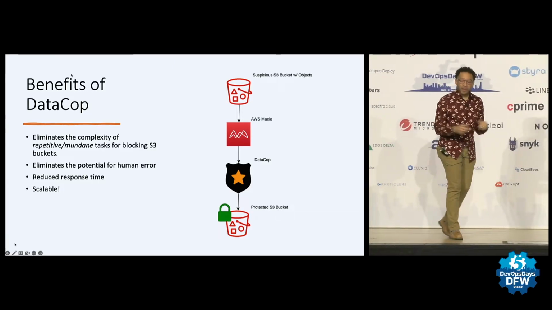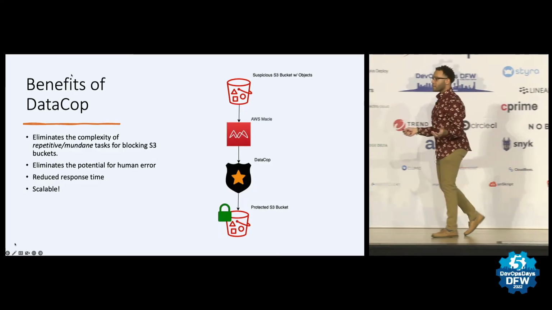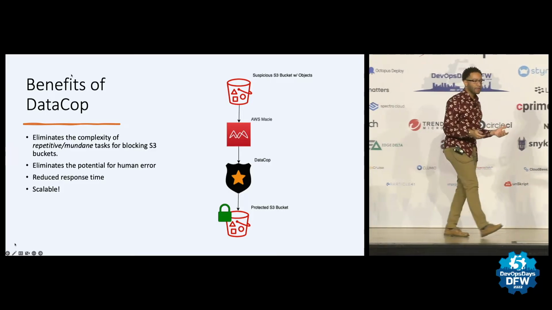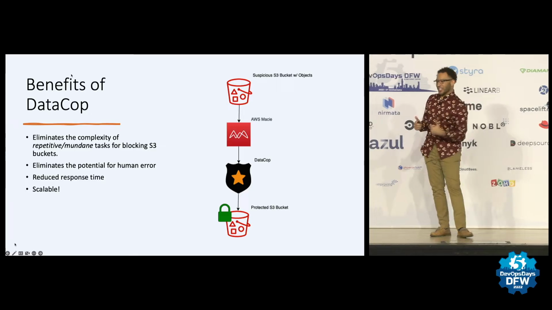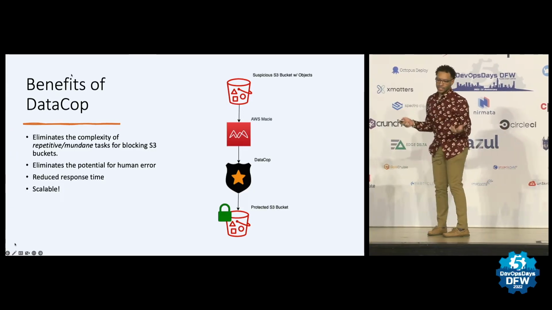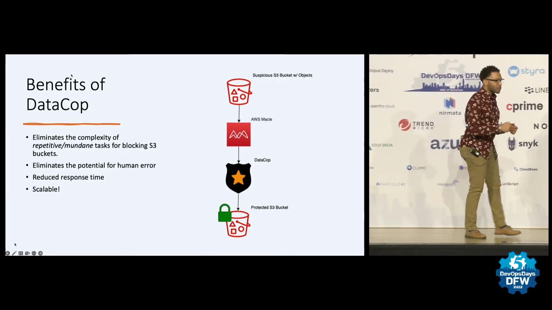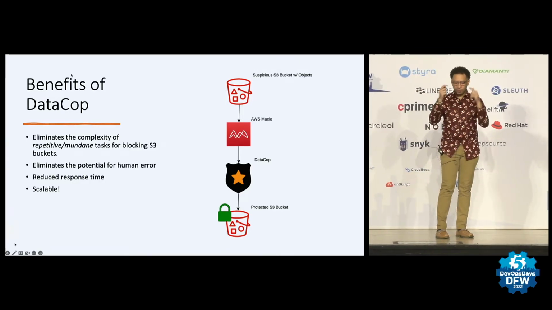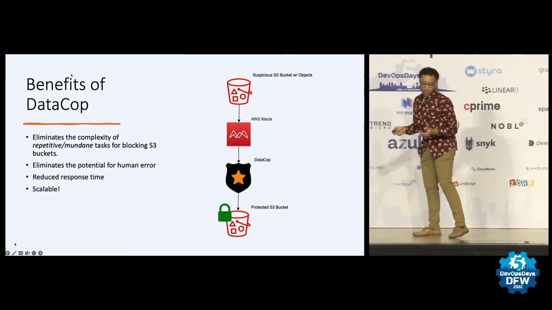The benefits of DataCop is that it eliminates the complexity of those repetitive and mundane tasks for blocking S3 buckets, so you don't necessarily have to do it manually anymore. And that's a really good thing, because no one wants to be staring at hundreds of thousands of lines of JSON code. It's horrible. It also eliminates the potential for human error, so you're not parsing through anything manually anymore. Everything's automated, which is really good.